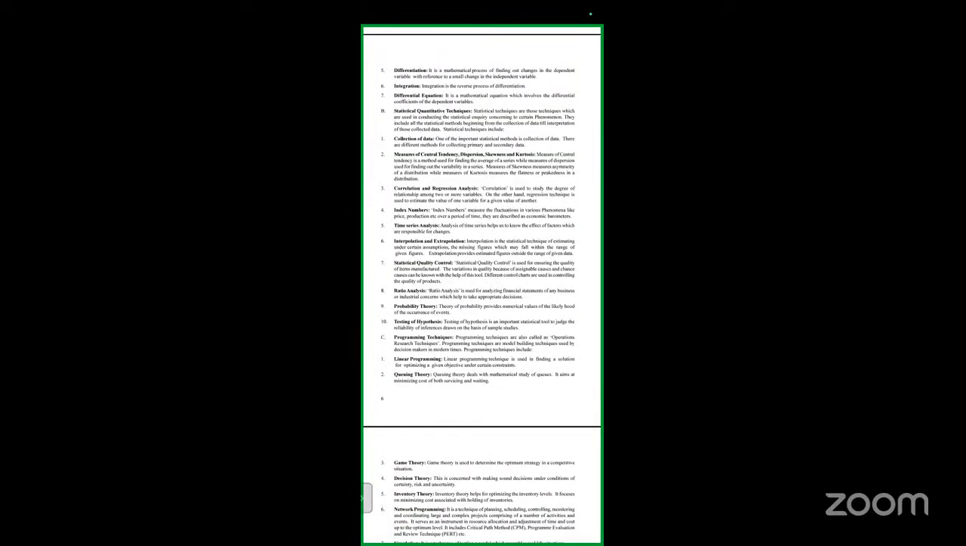Now we have seen an eagle eye view. Quantitative techniques are broadly classified into three categories: mathematical quantitative techniques, statistical quantitative techniques, and programming quantitative techniques. Which items come under mathematics, which under statistics, and which elements come under programming.